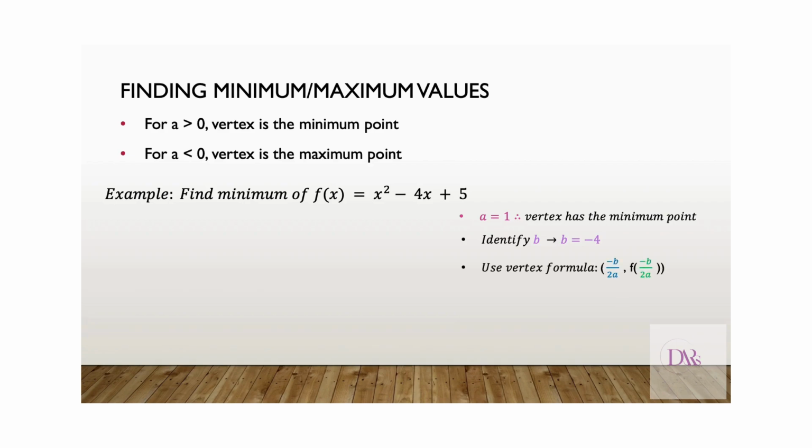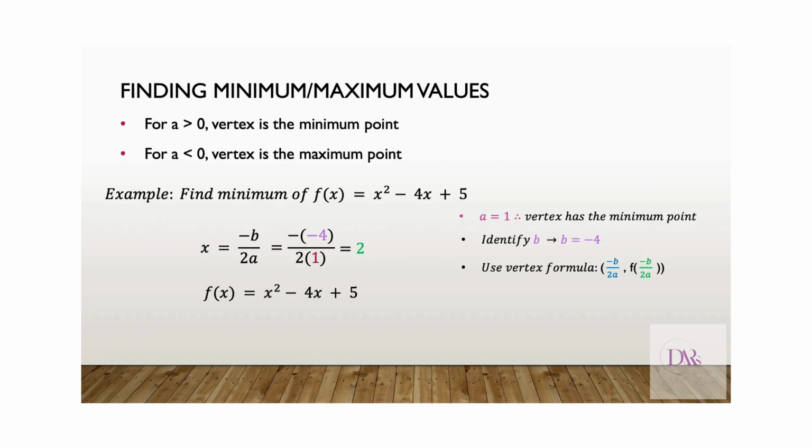Next, we're going to use a vertex formula that includes the opposite of b over 2 times a for our x value. And in order to find our y, we're going to substitute the x value back into the equation that was given. So remember, to find our x, we have the opposite of b over 2a. We substitute in the values that we identified and simplify. So in this case, x = 2.